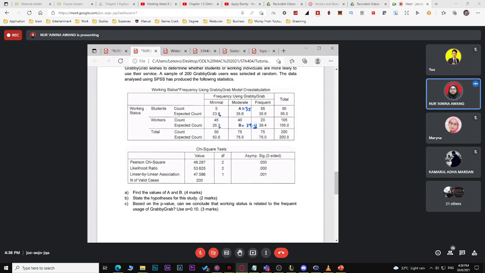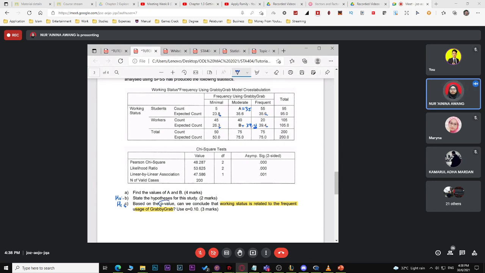Since semua ni satu. Okay. And then for B, state the hypothesis. So kat sini the question asks whether working status is related to the frequent usage of the gravy grab. So this is your H1. So your H null, we say that working status is not related to the frequent usage of the gravy grab. Okay. So itu adalah untuk B.